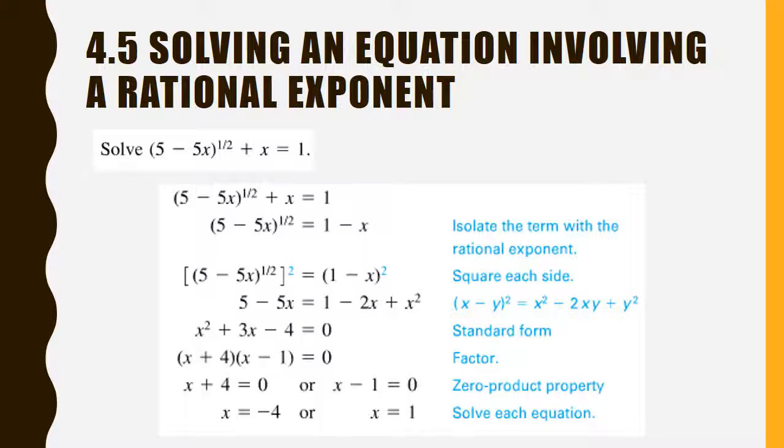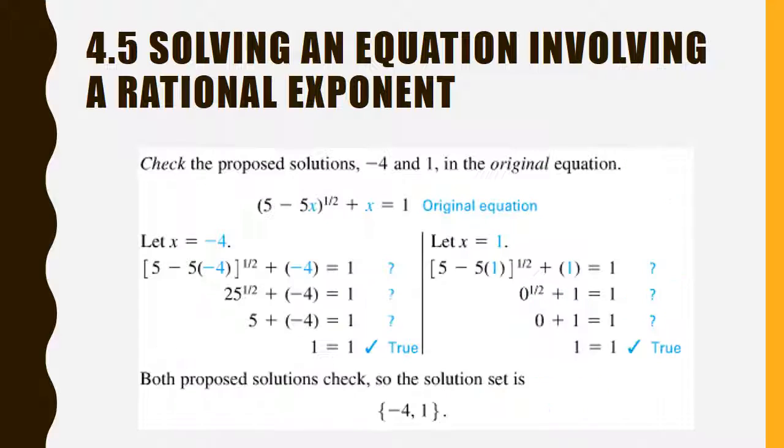On the right-hand side, you need to FOIL out 1 minus x squared, which gives you 1 minus 2x plus x squared. Now you're going to write that in standard form, so you have x squared plus 3x minus 4 equals 0. Factor this, and then set each factor equal to 0 and solve. And you get -4 or 1.